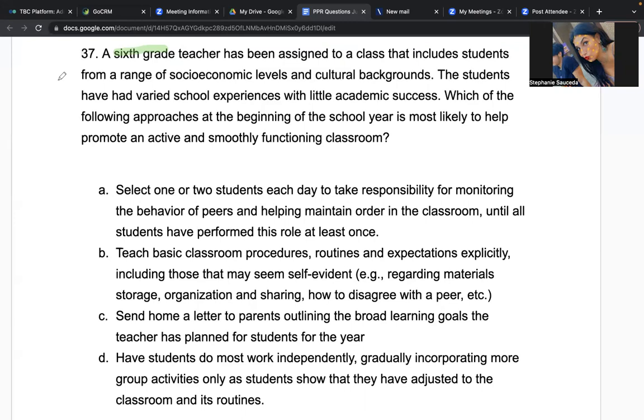So this is a sixth grade teacher, and she has been assigned to teach a class, and the class has a range, meaning there are a lot of socioeconomic levels and different cultural backgrounds. So a range, diversity is basically what I'm seeing here, right? So what else? Right now, I am modeling how I would break this down. I want to do guided practice. Tell me what else is important here. What is important for us to pay attention to? What is the question asking of us in layman's terms? What's the goal here?